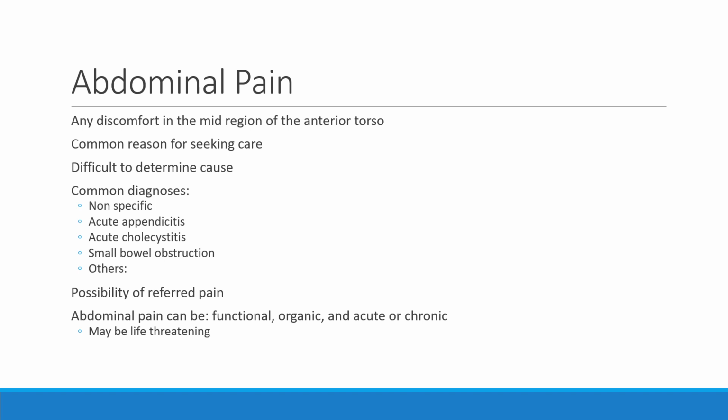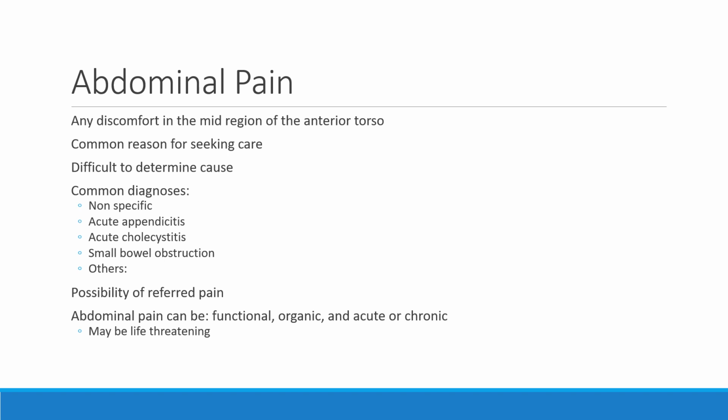It can be very difficult to determine the cause. So some common diagnoses that we can see with abdominal pain are non-specific abdominal pain, where we just never know what really is causing it or caused it. Acute appendicitis, acute cholecystitis, small bowel obstruction, and other diagnoses that we can see are gastroenteritis, gastritis, GERD, IBS, diverticulitis, and there are many more. These are just some of the most common diagnoses you can encounter in primary care.